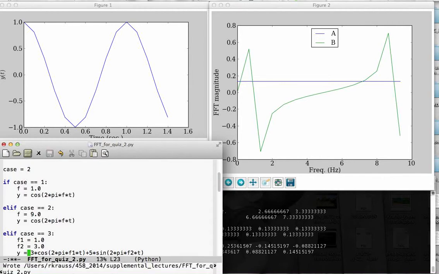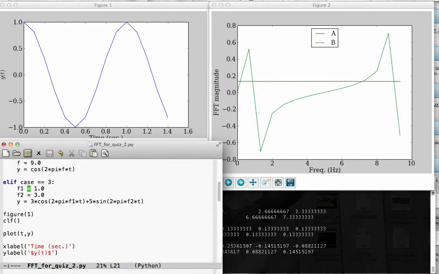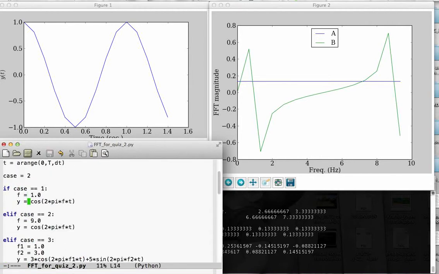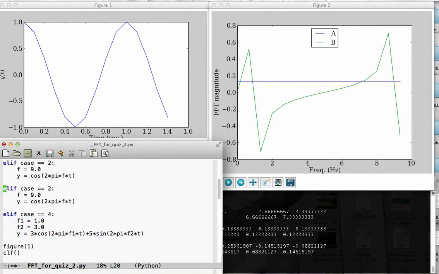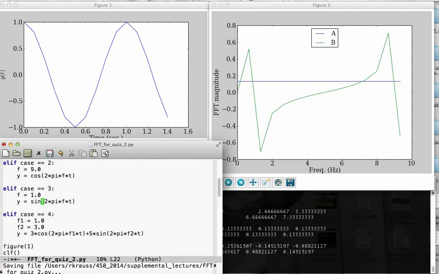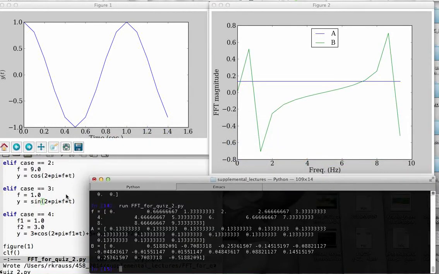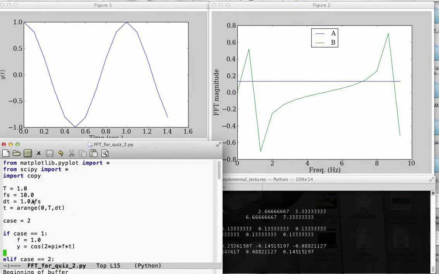Then, for example, let me do one more thing. Let me make this case 4. We'll talk about this in a second. Let me duplicate case 2. But if this were 1 hertz and it were a sine term, we came over here and ran, make sure that case is set to 3. It's not. Okay.